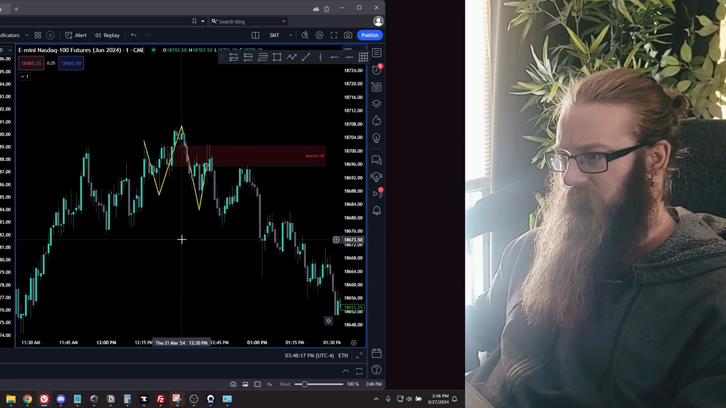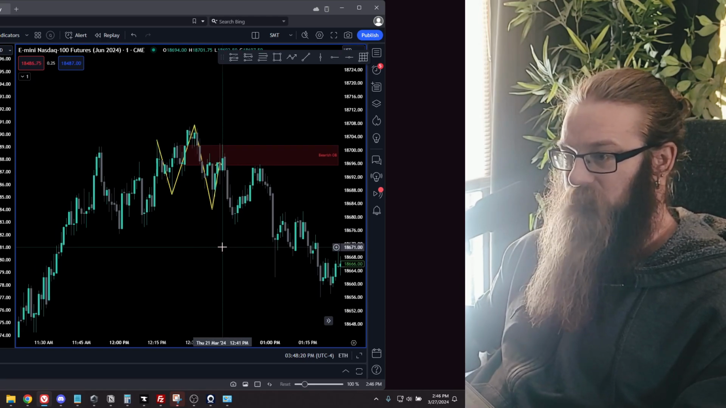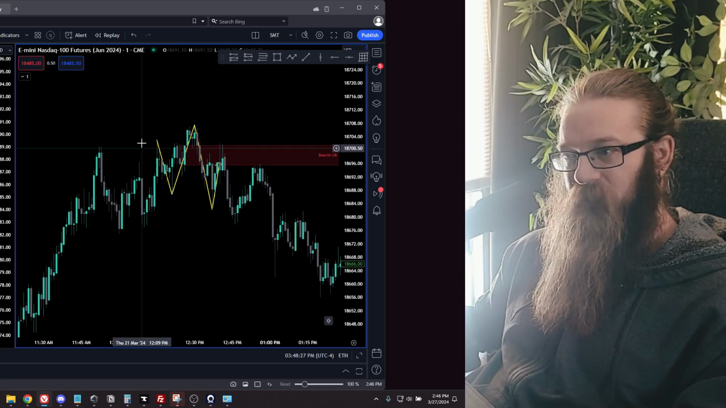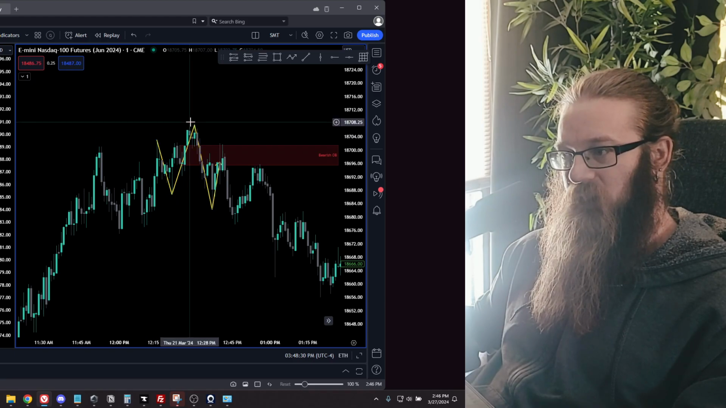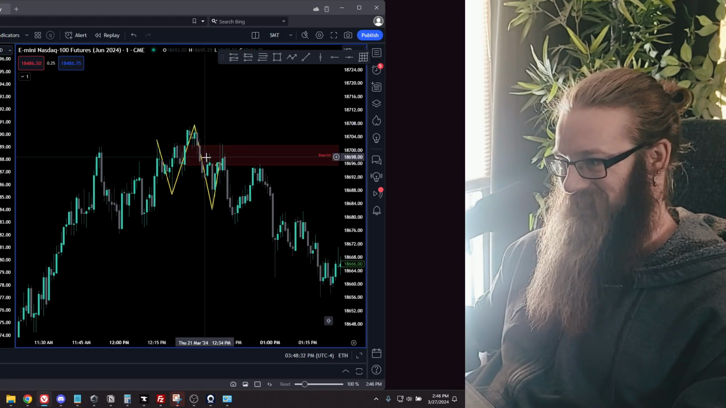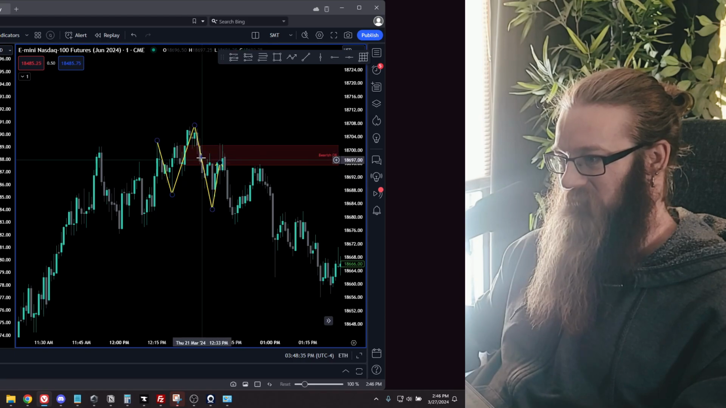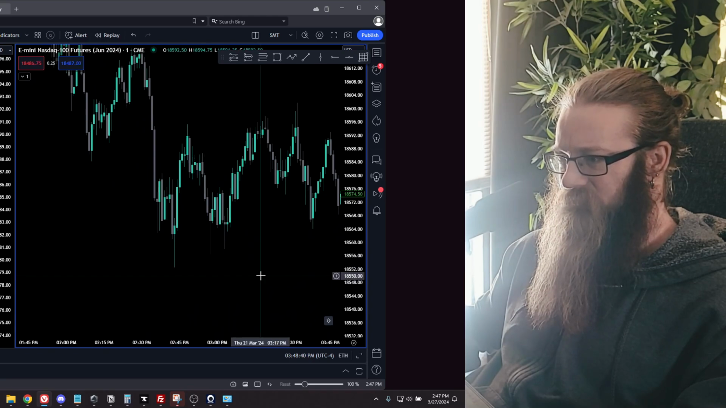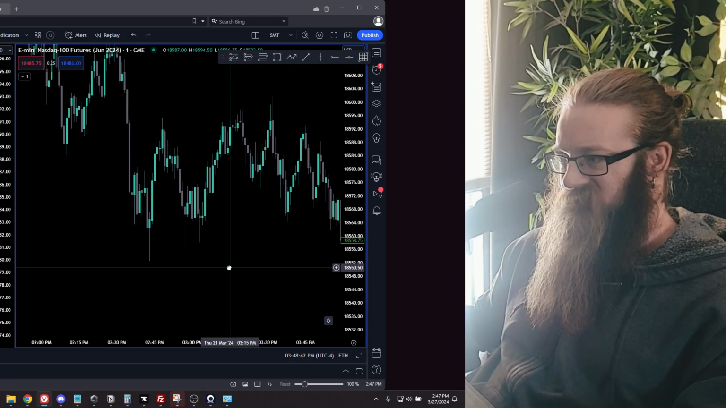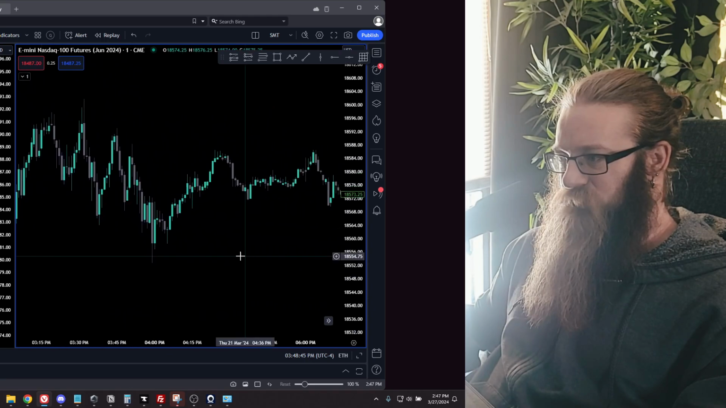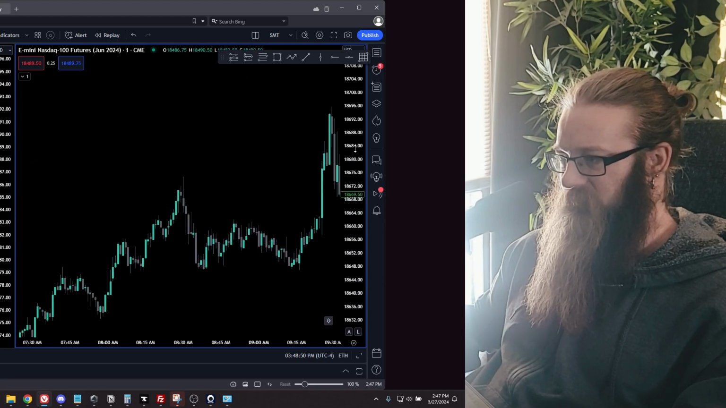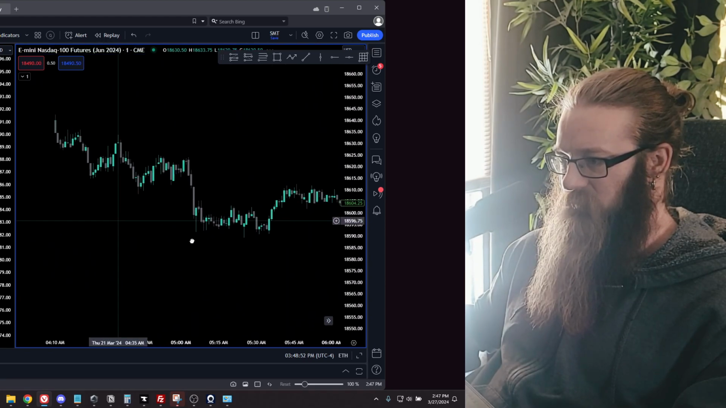Mitigation block is essentially the same thing. They're also hard to find, where you've got a high, a low. Let me think. High, low, higher high, but not a lower low. I got to find one to see it. And mitigation blocks I don't really like nearly as much as breaker blocks or order blocks.